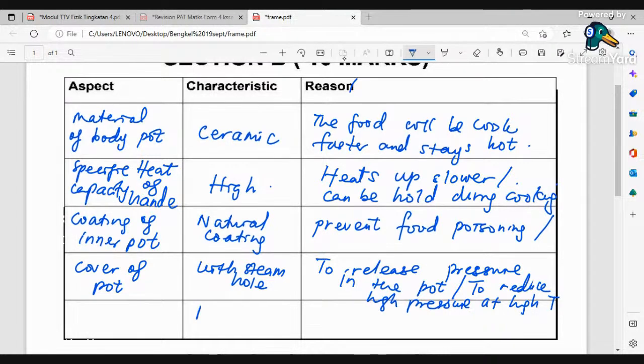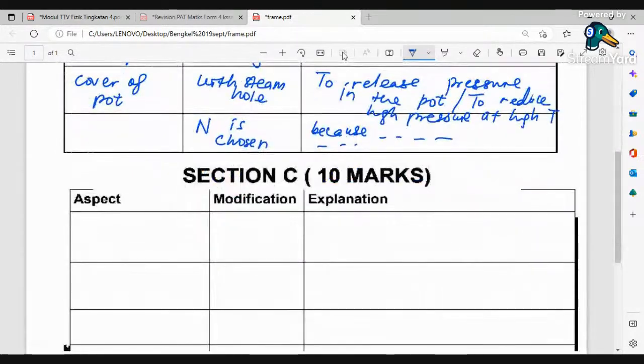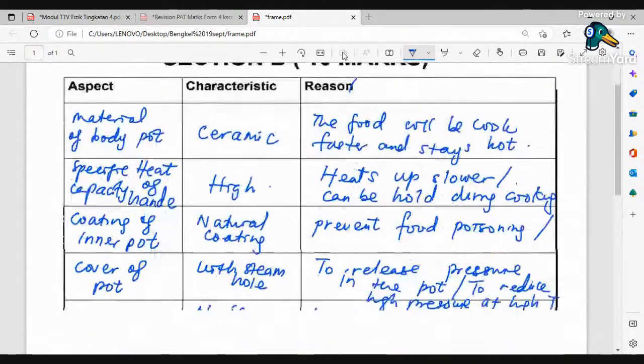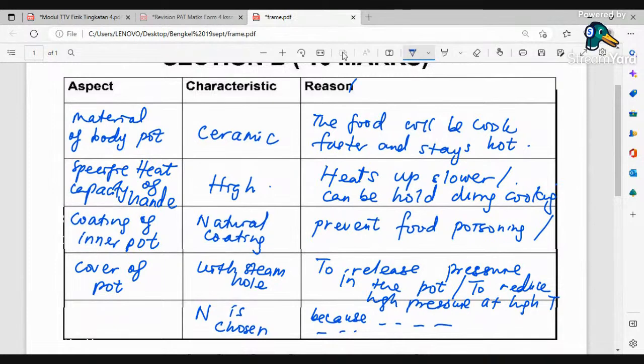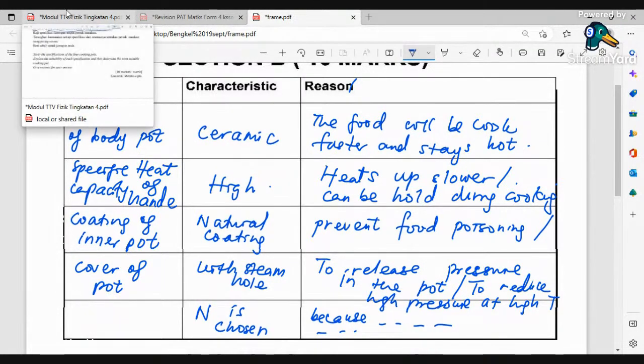So and is chosen because all this. Okay, so you will get 10 marks for this one. Okay, so this is for section B. Okay, you try to draw a table like this and write down the answer on your own.